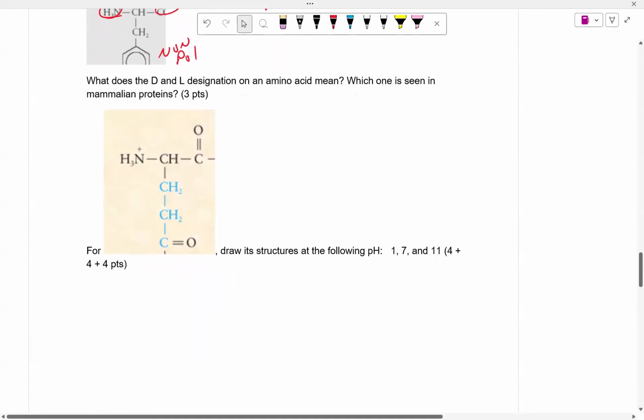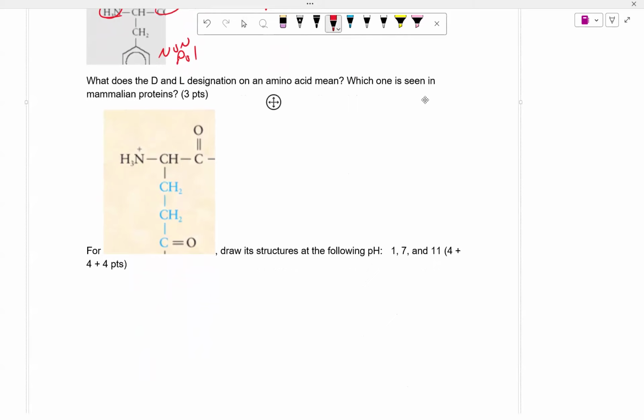Okay, what do the D and L designations on an amino acid mean? Which one is seen in mammalian proteins? Well, L is the form in mammalian proteins. And what does it mean? It has to do with the chiral carbon. If you have a chiral carbon, it can form two enantiomers of one another, the D and the L.